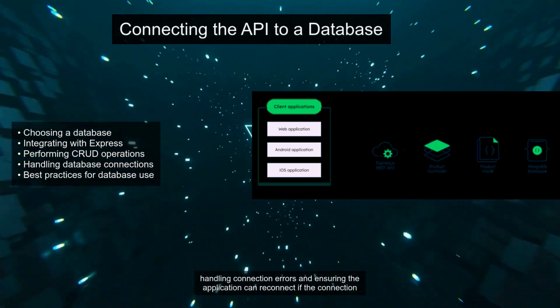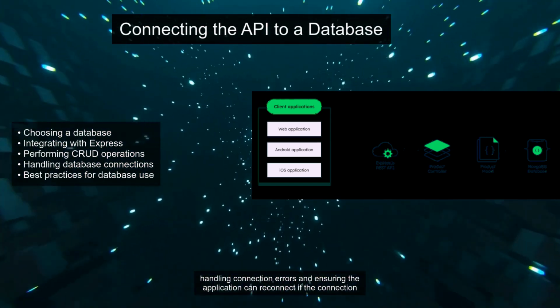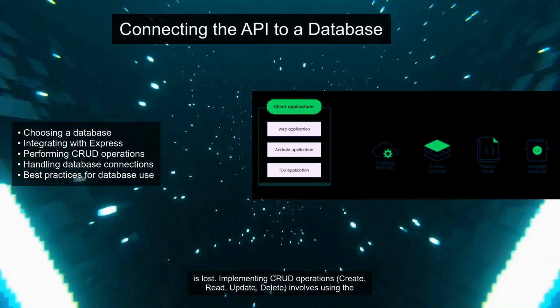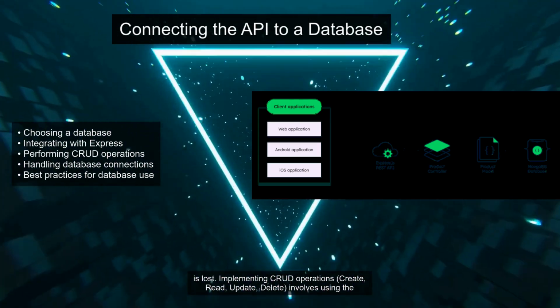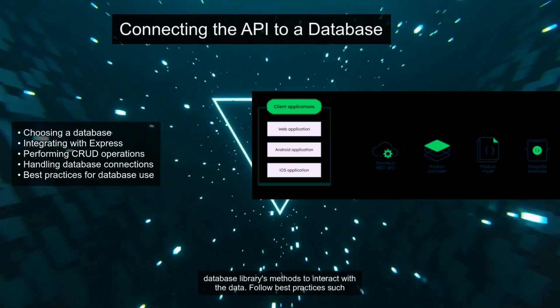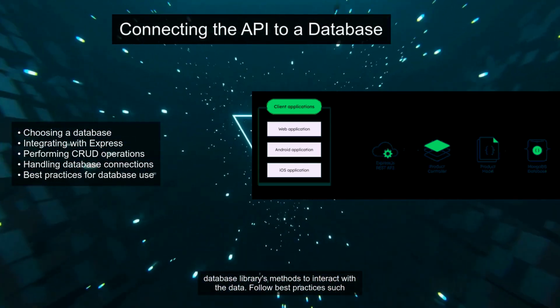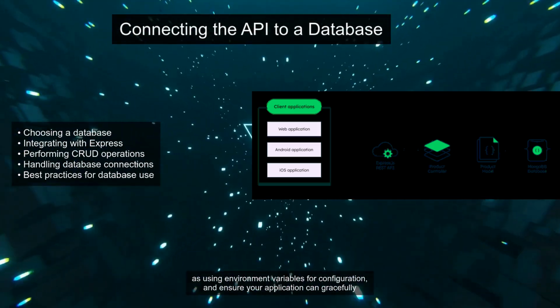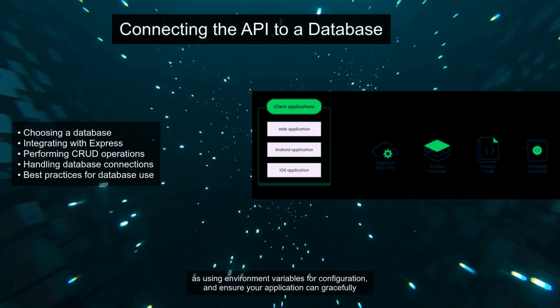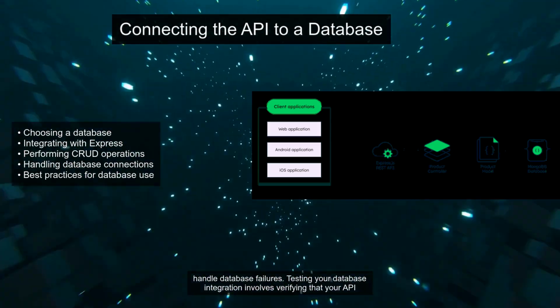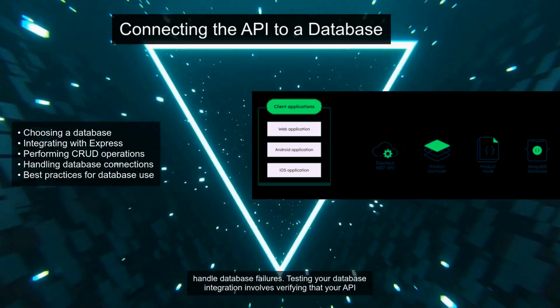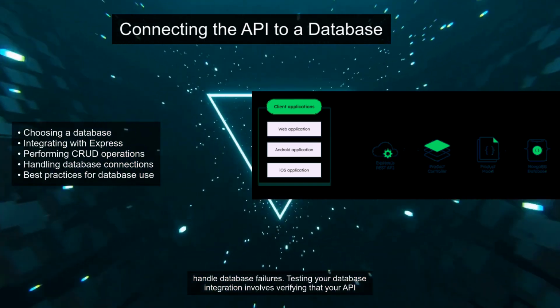It's crucial to manage database connections effectively, handling connection errors and ensuring the application can reconnect if the connection is lost. Implementing CRUD operations, create, read, update, delete, involves using the database library's methods to interact with the data. Follow best practices such as using environment variables for configuration, and ensure your application can gracefully handle database failures.